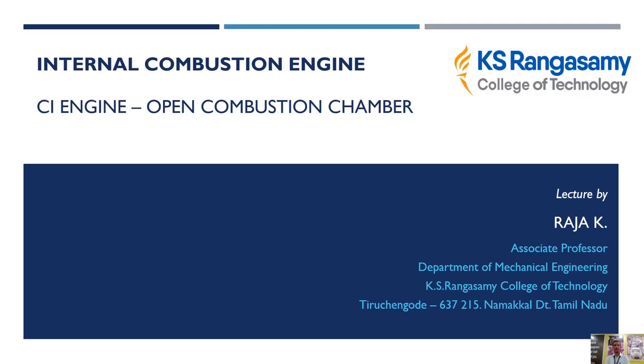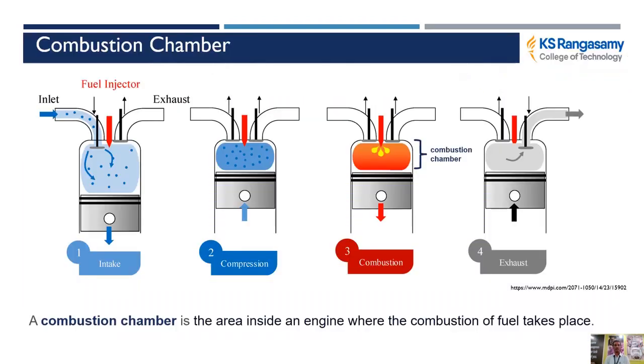Today, in this video, I am going to discuss the CI engine open combustion chamber. Before getting to the open combustion chamber CI engine, first of all, we should know what happens during the four strokes of the IC engine. During the intake stroke, the piston moves from top dead center to bottom dead center, the downward movement, and the inlet valve is opened at that time. The air from the atmosphere gets into the cylinder, so it will circulate there.